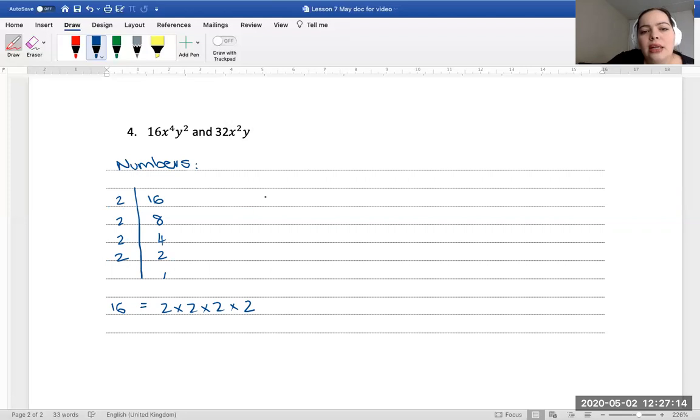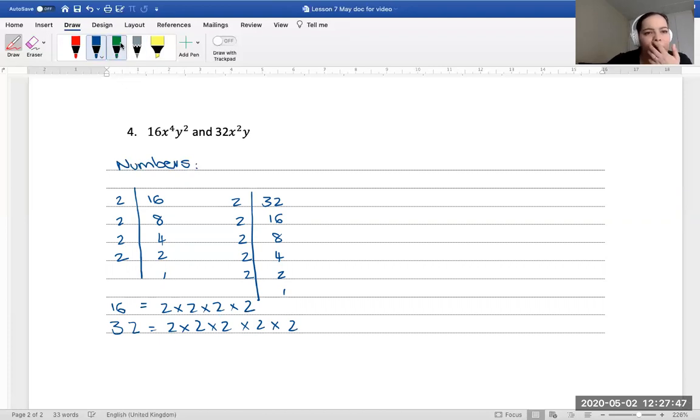All right. So then let's do the same for the number 32. Well, 2 goes into 32 16 times. 2 goes into 16 8 times. 2 goes into 8 4 times. 2 goes into 4 twice, and 2 goes into 2 once. Alrighty, so that means that I can say that 32 can be written as 2 times 2 times 2 times 2 times 2. 1, 2, 3, 4, 5.